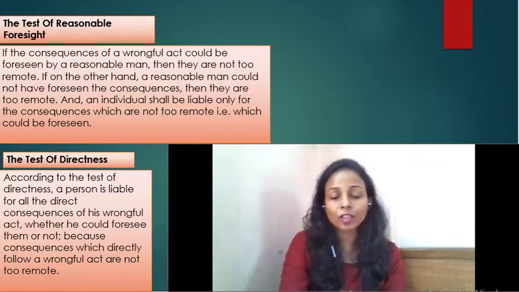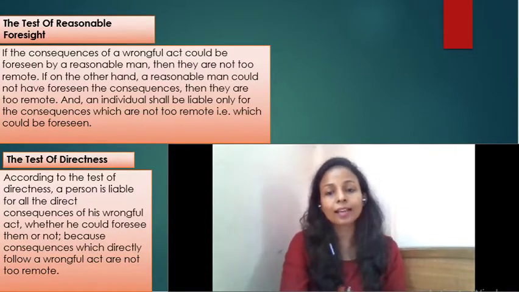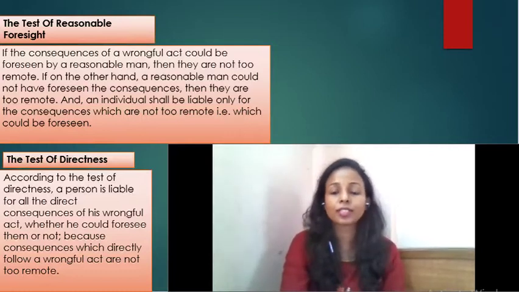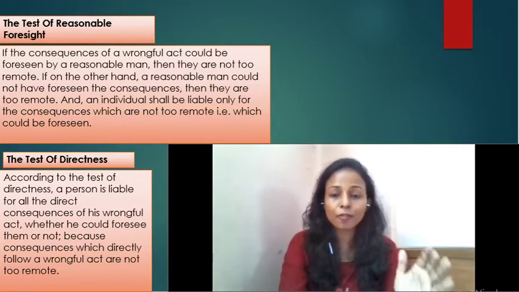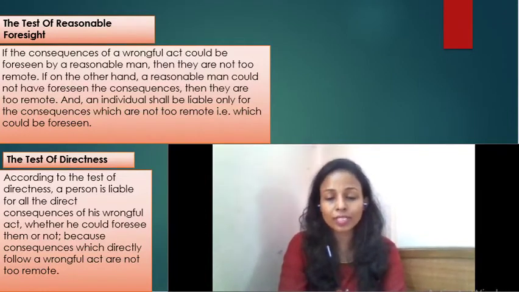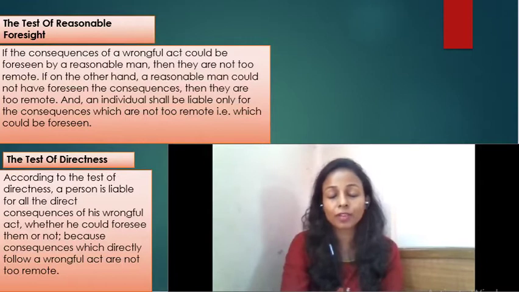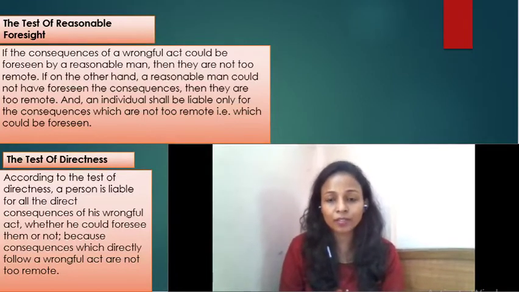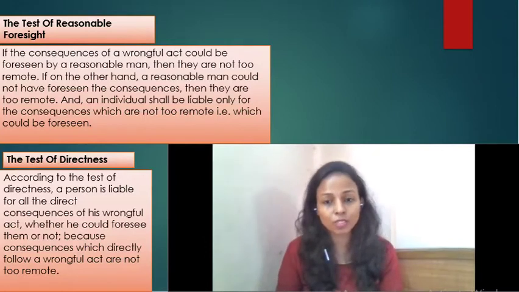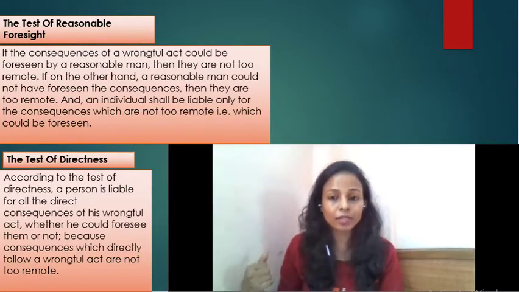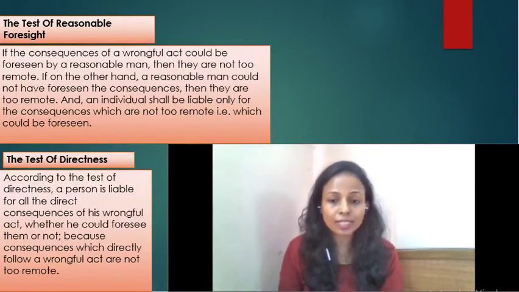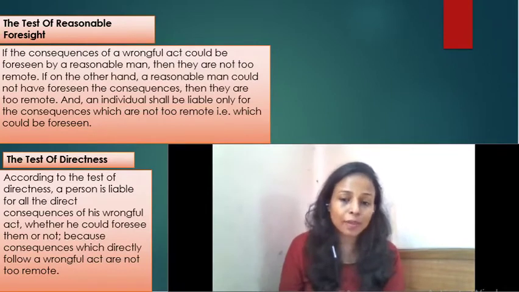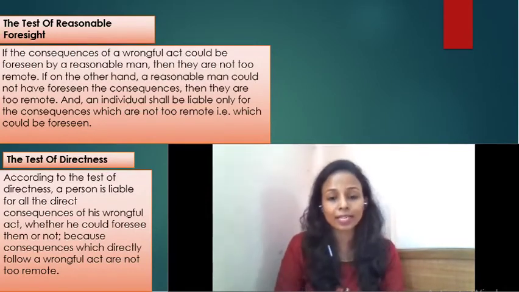The second is the test of directness. In this test, if that person can foresee the direct consequences of his act, he can be held liable. Whether the damage is remote or too remote is not considered here. For example, if one man is driving a car in a very rash manner and he hits a bicycle, and because of the consequences he hits other cars and vehicles behind him, then he can directly see the damages because of his act. That is called the test of directness.